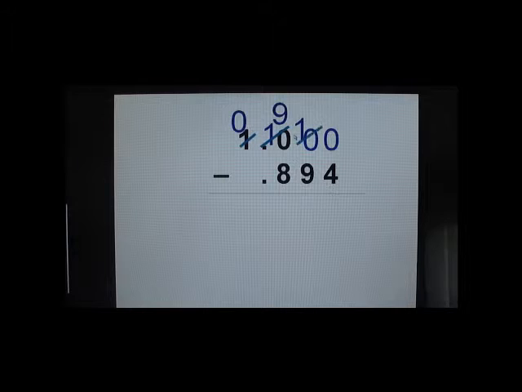We'll do the same thing again. We're going to take one of those hundredths, leaves 9, and that will give us 10 thousandths. And now we have enough value in this top number in all of the places to do our subtraction. 10 subtract 4 is 6, 9 take away 9 is 0, and in the tenths place, 9 take away 8 is 1. And of course the positioning of that decimal point is very important.